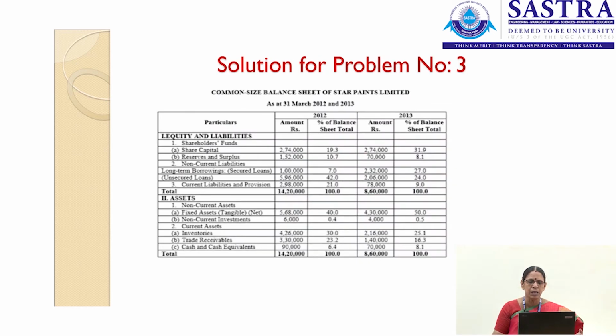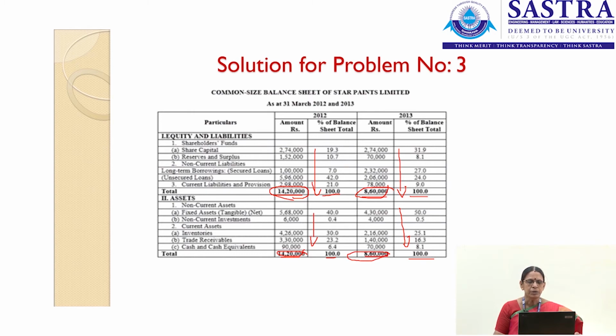As usual, we have an absolute amount and we have the percentage to the balance sheet total. So this total of the balance sheet 14,20,000 is taken as 100 and 8,60,000 is taken as 100. The same way on the asset side, 14,20,000 is taken as 100, then 8,60,000 is taken as 100. So all these items are converted to this balance. The same way for 2013, we are converting this 8,60,000 as 100.